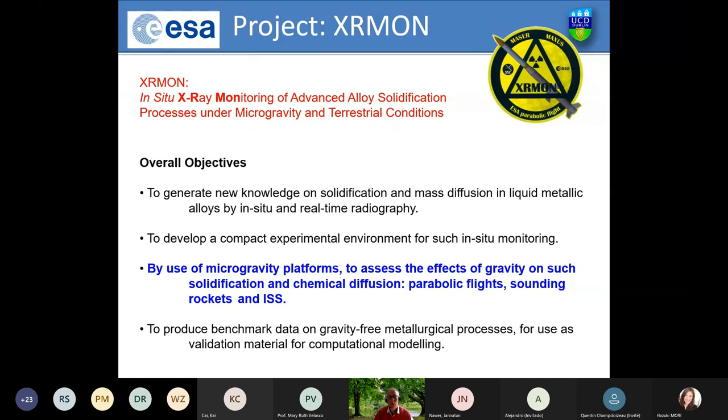This brings me to a project called XRMON, which is X-ray monitoring of solidification under microgravity and terrestrial conditions. And the objectives are to generate new knowledge on solidification and diffusion in situ and in real time using radiography, to develop a compact experimental environment that would fit onto microgravity platforms such as parabolic flights, sounding rockets, and the space station, and thereby to produce benchmark data on gravity-free metallurgical processes for use to validate computational models and also to provide fundamental knowledge on such processes from a scientific point of view.